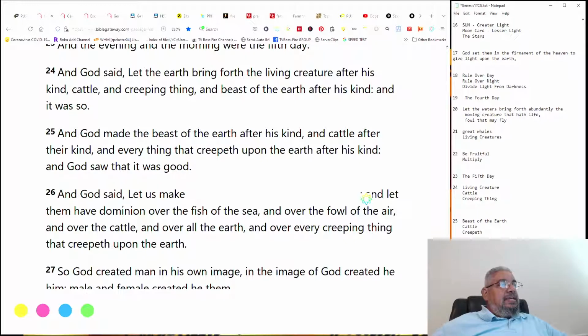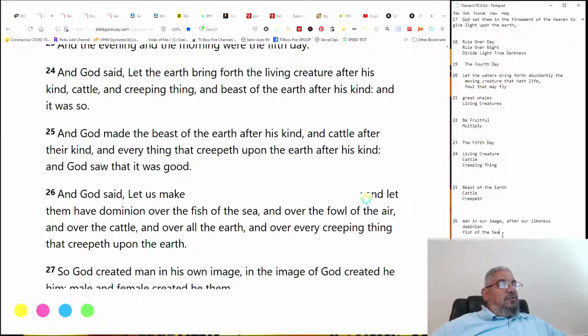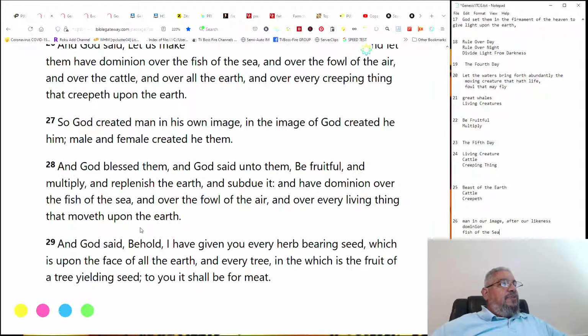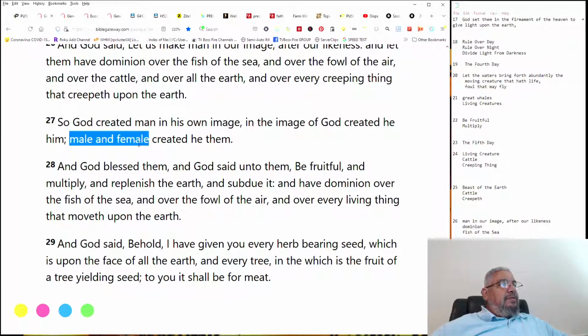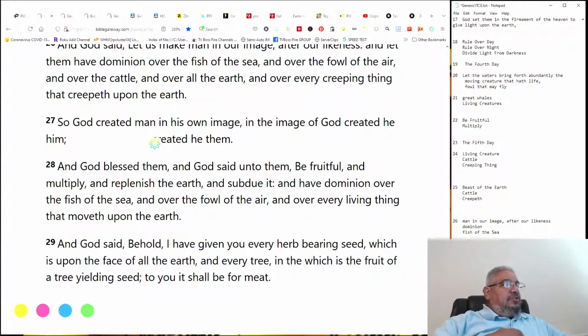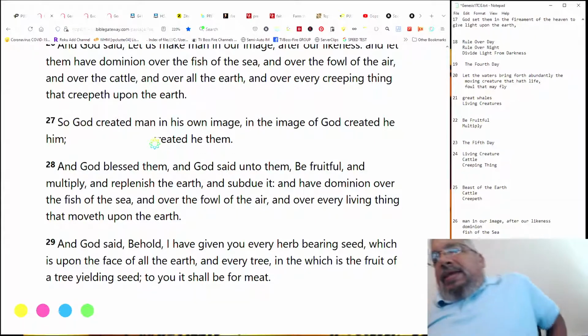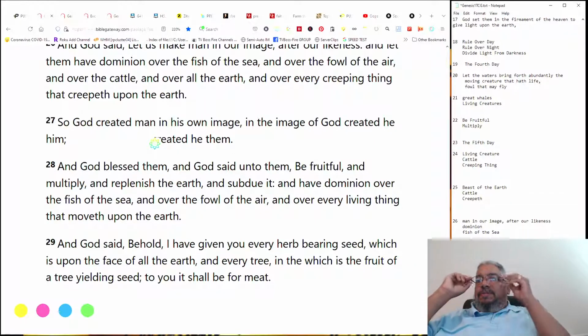Fish of the sea, fowl of the air we have, and over the cattle, and over all the earth. And we have the earth already, and over every creeping thing that creepeth over the earth. So that's it. And then 27, God created male and female. And so we'll have that for 27. Okay, 28 is be fruitful and dominion again. So we'll wrap that up during the week and get into some images.